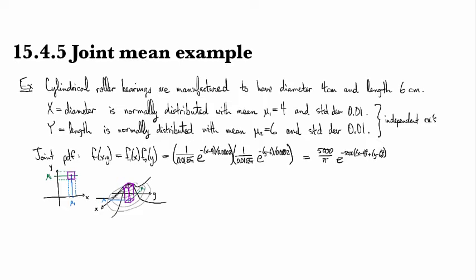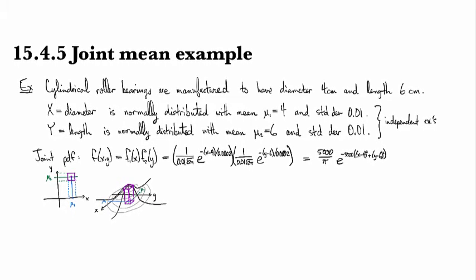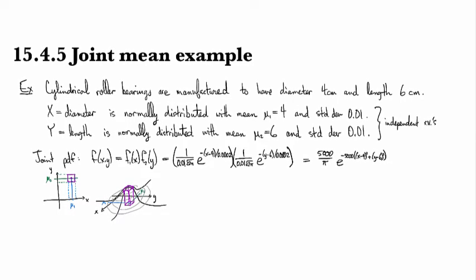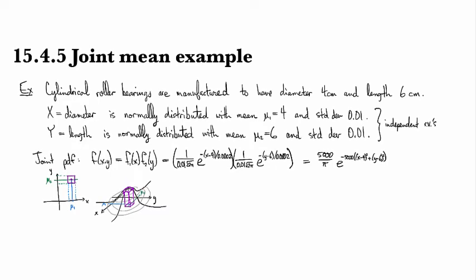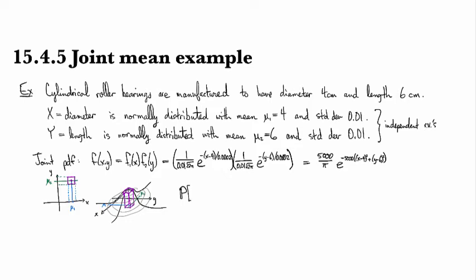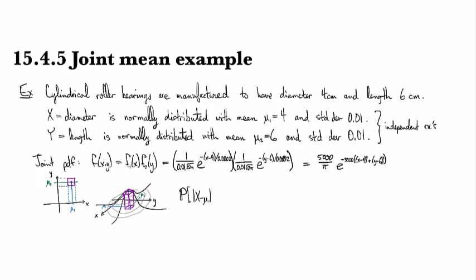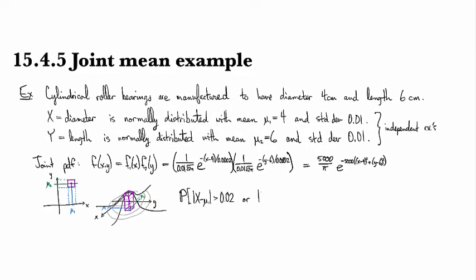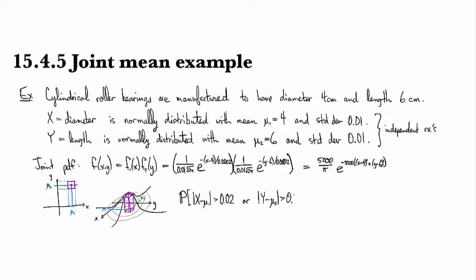So let's consider how likely it is that either one of these measurements is more than 0.02 from the mean. So what I want to find is the probability that the distance between x and its mean is bigger than 0.02, or the distance between y and its mean is bigger than 0.02.